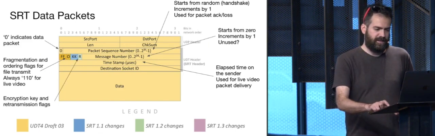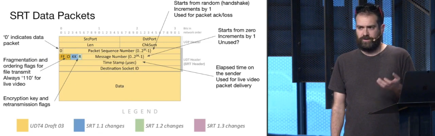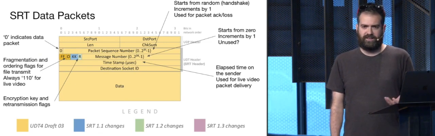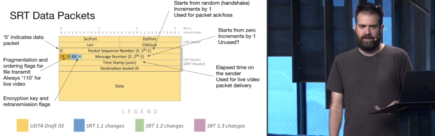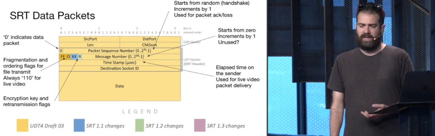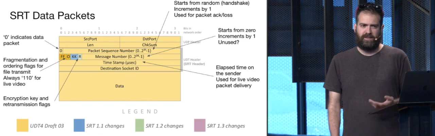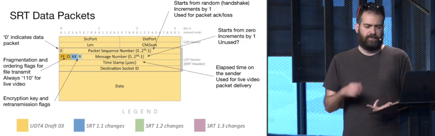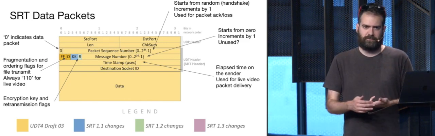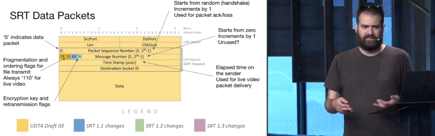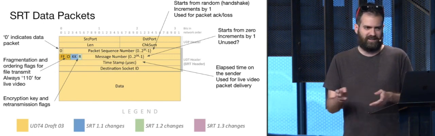Then the following 2 flags are encryption and retransmit flags. The encryption flags tell you which key is being used, and the retransmit flag tells you if we're sending it the first time or sending it again. Retransmitted packets keep their original sequence number, their original message number, and their original timestamp. So if you're getting one of these later, it's useful to know that your clock hasn't gone wonky or anything.